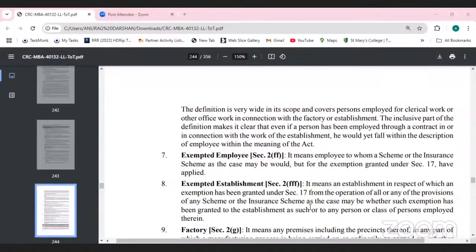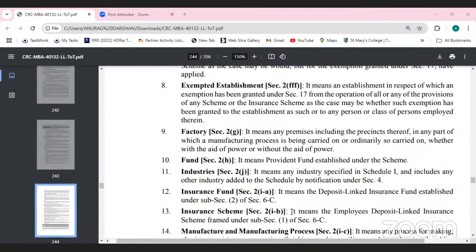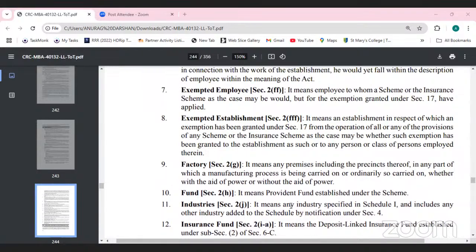Exempted establishment means an establishment in respect of which an exemption has been granted under Section 17. A factory means premises including the part where the manufacturing process is carried out. Fund is the provident fund established under the scheme. Industry means an industry specified under Schedule 1 and includes any other industry added to the schedule by notification under Section 4.